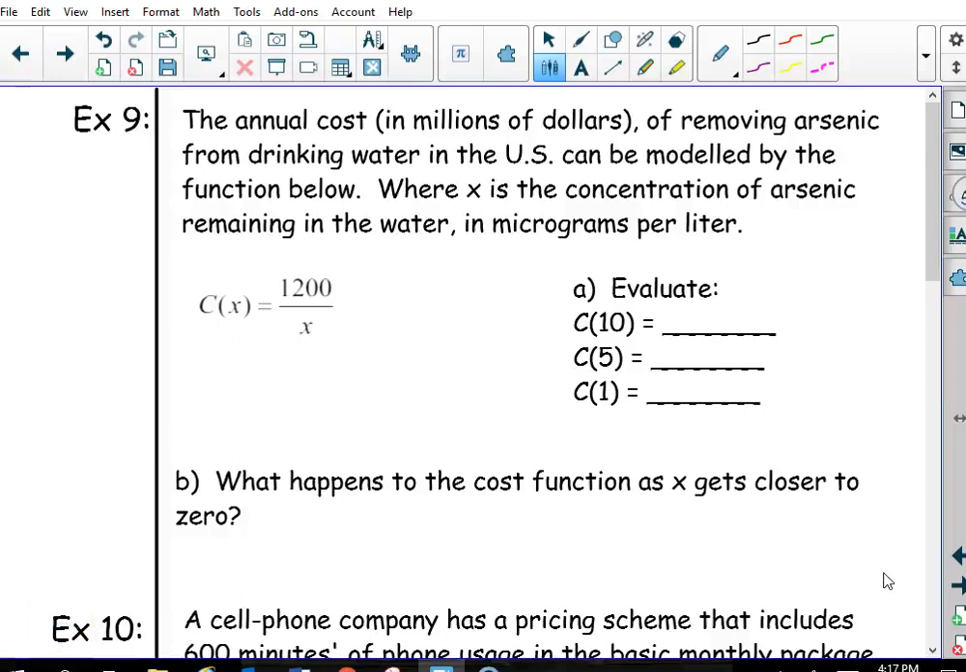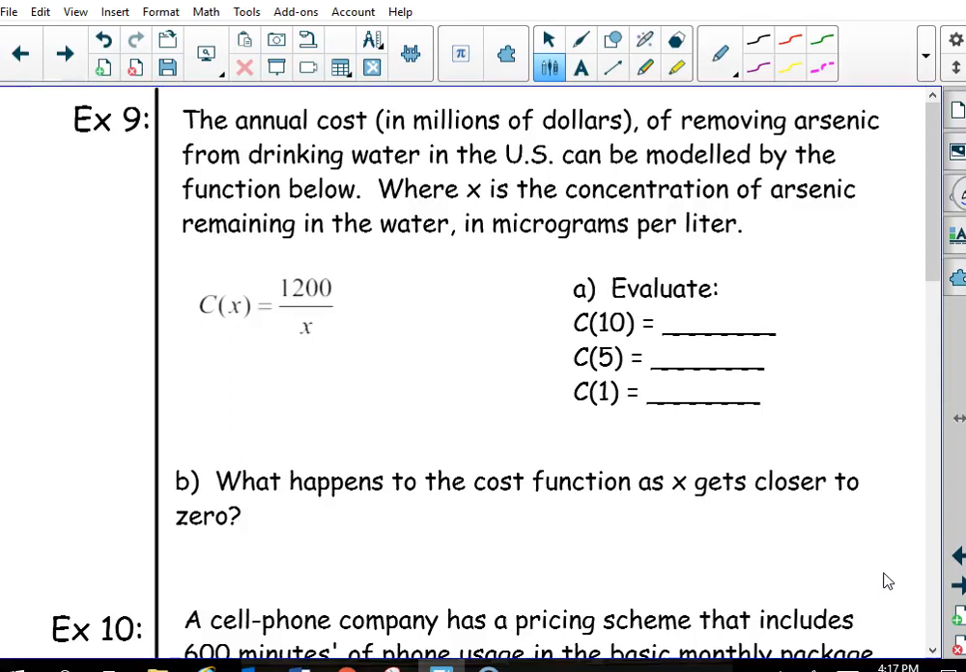Word problems to kind of round out this unit. The annual cost in millions of dollars of removing arsenic from drinking water is modeled by the function below, C of x equals 1200 divided by x. X is the concentration of arsenic in the water in micrograms per liter. Not a very important detail. In fact, they give more details on X, Y, Z that are also not important.